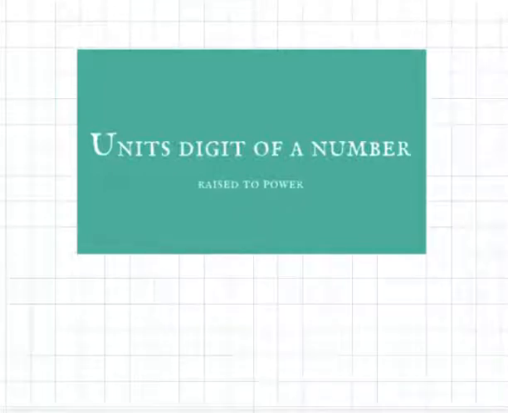So, in the number part you have already seen the basics, that is classification of numbers, divisibility rules, factors, LCM, HCF, and so on. Now we are going to look at the units digit of a number.